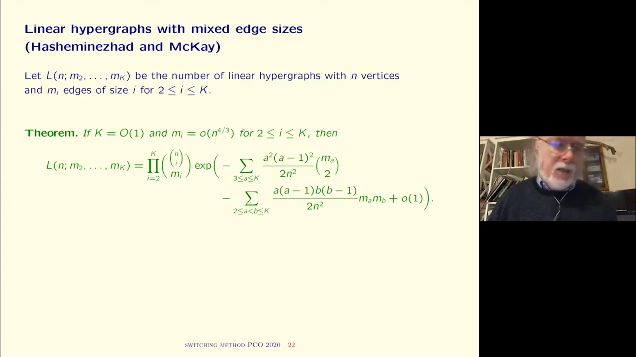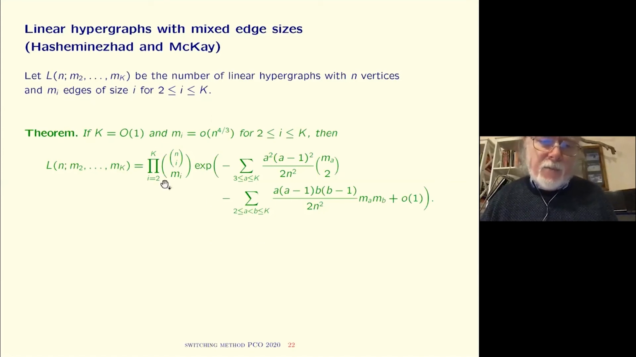Okay, I'm coming close to finished. This is, I think, almost maybe the last slide. So the second problem on linear hypergraphs is: what happens if the edge sizes are mixed? In this case, we didn't allow the edge size to go to infinity, although we could. We just took a fixed bound, capital K, and we said, how many linear hypergraphs are there with M2 edges of size 2, M3 of size 3, and so on up to MK edges of size K? And the answer is like this.